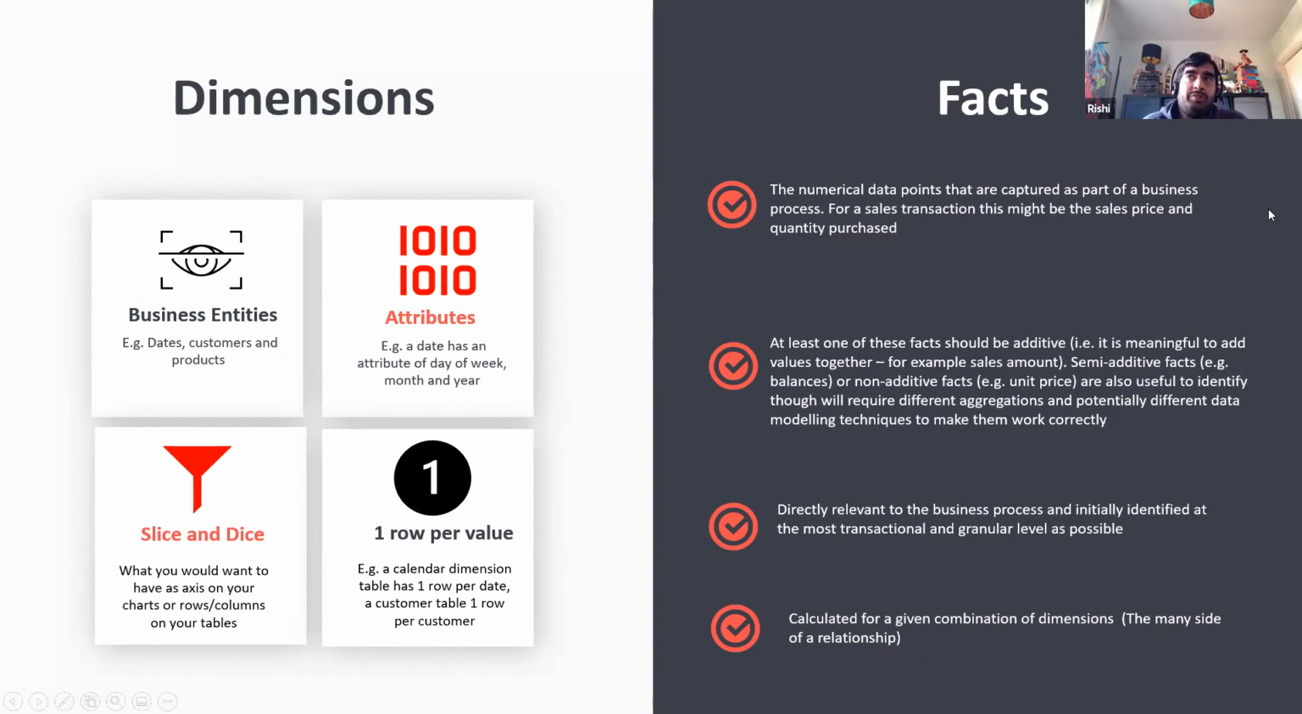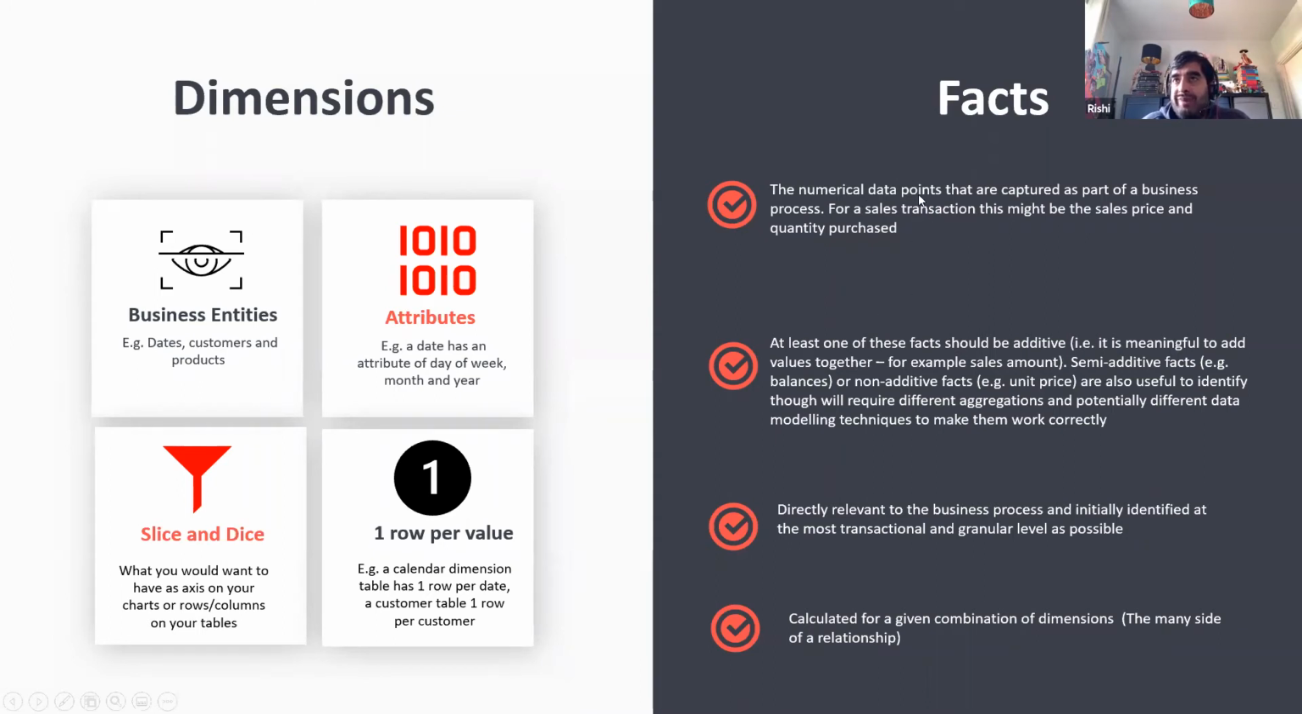They're captured as part of a business process. That business process might be a procurement process, or it could be a particular process in the construction activity that you're tracking. It could be the process of tracking COVID-19 incidents or something like that. You've got a business process that's happening. For a sales transaction, it might be the sales price and quantity purchased, where numerical data points get captured.